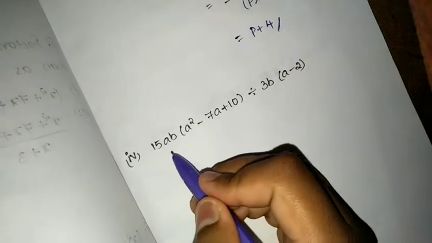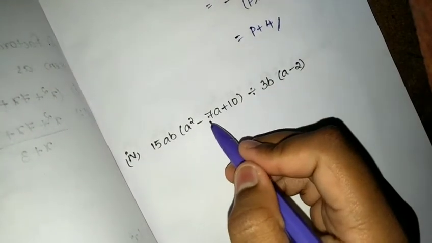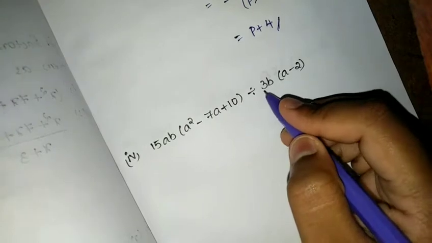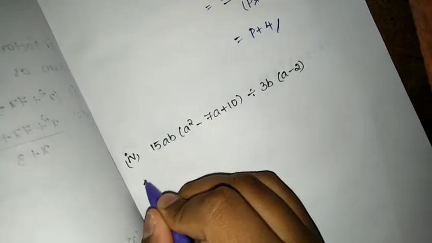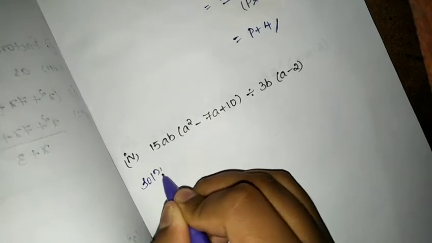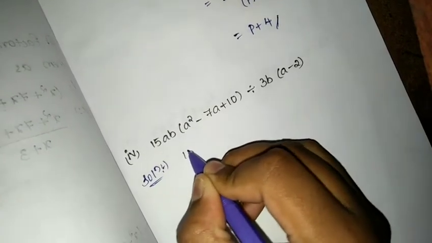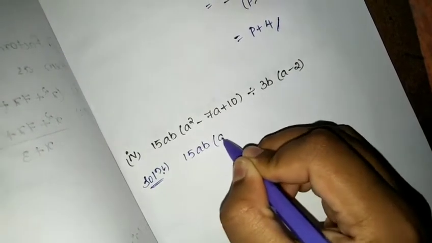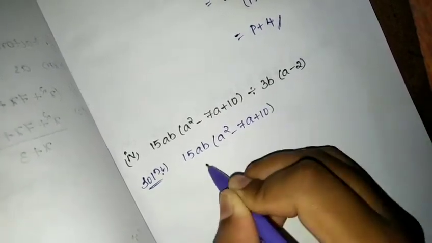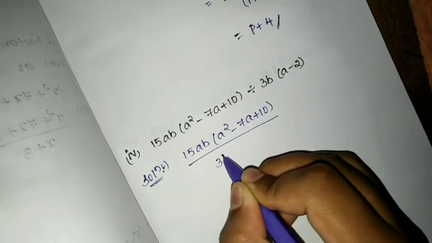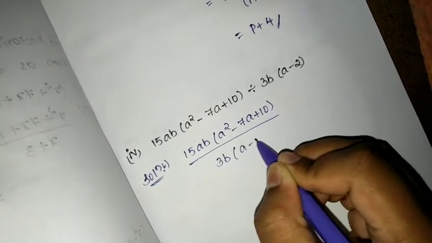Next, fourth problem. 15ab into a square minus 7a plus 10 divided by 3b into a minus 2. Let's see. Solution for this problem is 15ab into a square minus 7a plus 10 divided by 3b into a minus 2.